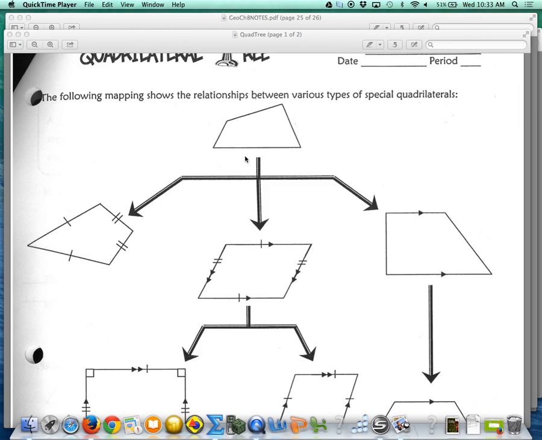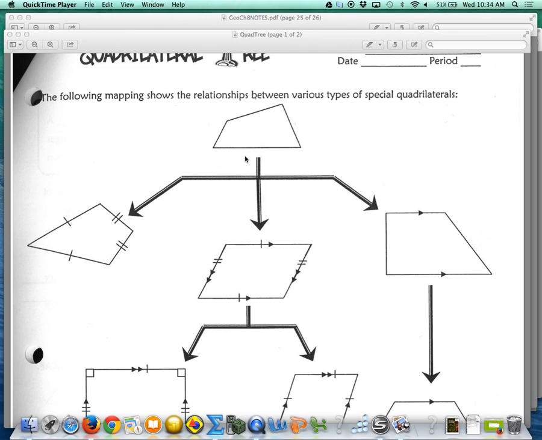If I have 1 pair of parallel sides, where does my figure fall? Trapezoid family. If I have 2 pairs of parallel sides? Parallelogram. If I have no parallel sides? Is it definitely a kite? No. Could be, but it's not definitely. So that's one main difference.